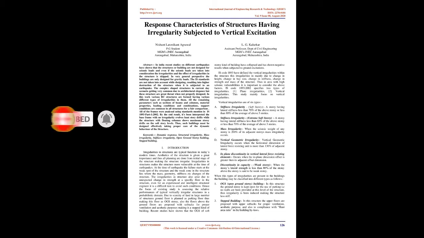From the end result, it has been interpreted that the base frame with no irregularity shows the least story drifts, while the structure with floating columns shows maximum story drifts on the soft story levels. Thus, such buildings must be designed effectively, taking proper care of the dynamic behavior of the structure. Keywords: dynamic response, structural irregularity, mass irregularity, stiffness irregularity, open ground story building, step building.